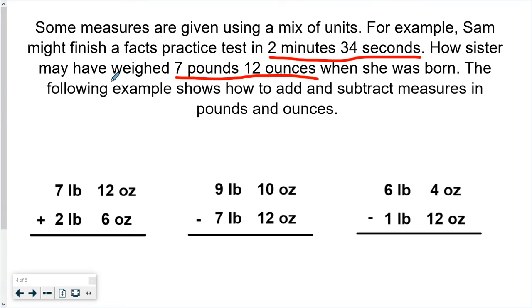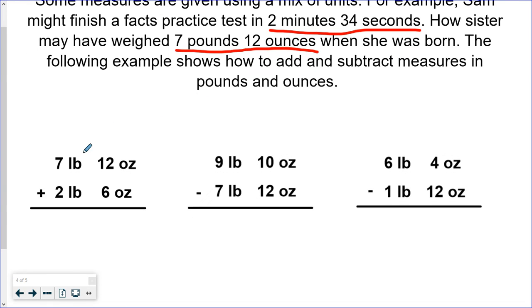So the following examples down here show how we could add and subtract mixes of units, or how we can add and subtract pounds and ounces. Let's take a look at this first one here where we're adding. Let's say there's something that weighs 7 pounds, 12 ounces, and I want to add on to that 2 pounds, 6 ounces.